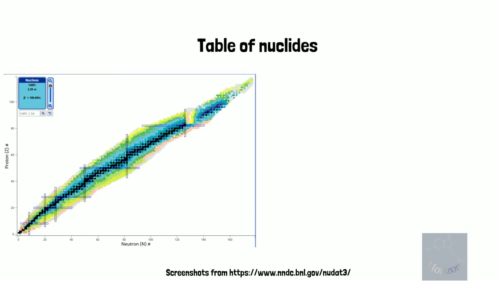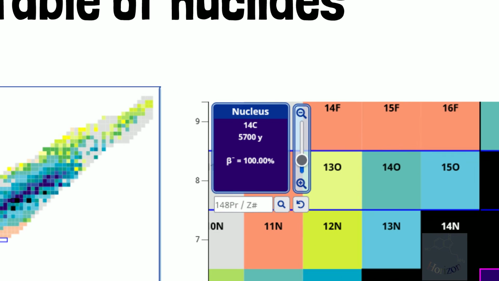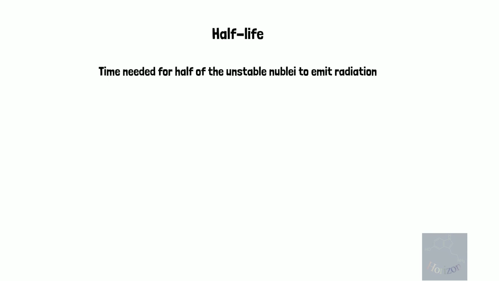In a table of nuclides, you can find different information about the isotopes. Let's look at C14. It has 6 protons and 8 neutrons, so overall 14 nucleons. When zooming in, we can choose C14 and see the information. One given info is the half-life, which is 5,700 years for C14. The half-life describes the time necessary for half of the nuclei to emit radiation. This time is independent of the number of unstable atoms.